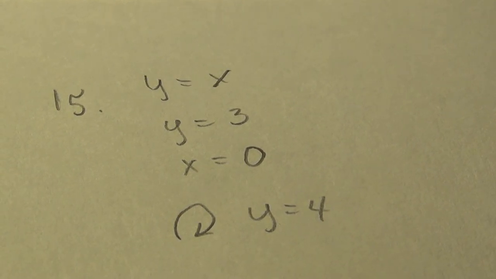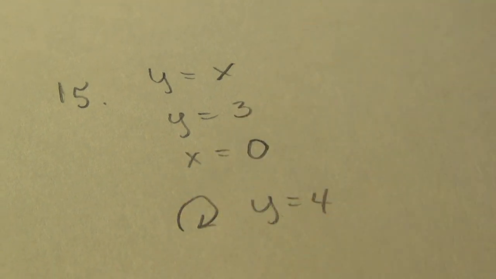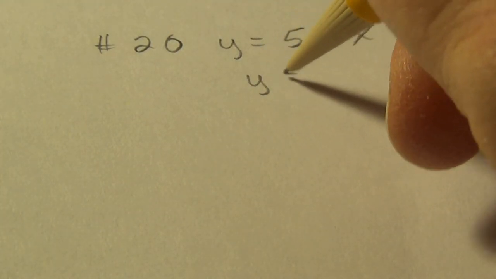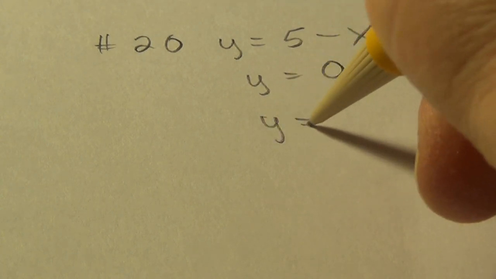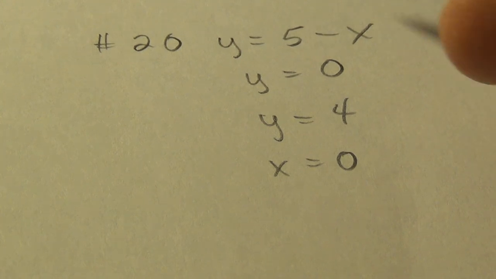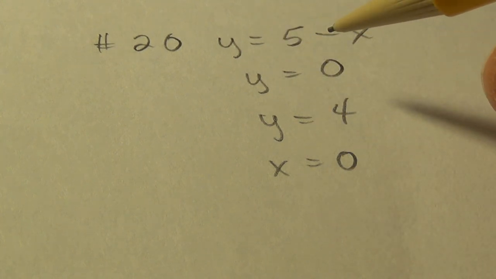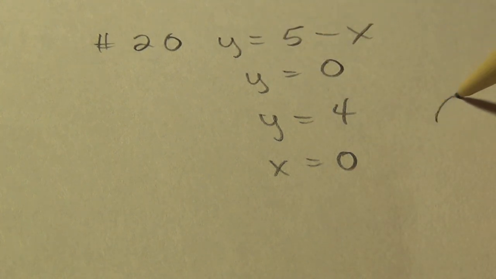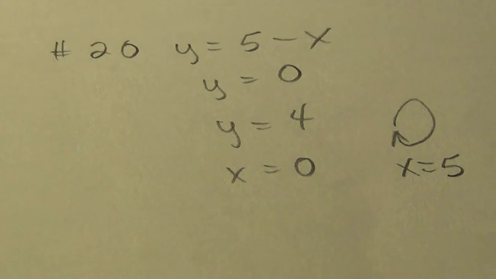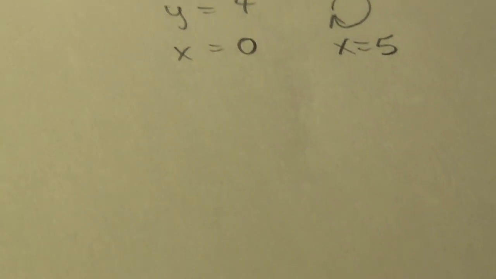And then number 20 is y equals 5 minus x, y equals 0, y equals 4, x equals 0. That's the area bounded by all that. And we're going to revolve it around the line x equals 5. So mess with that.